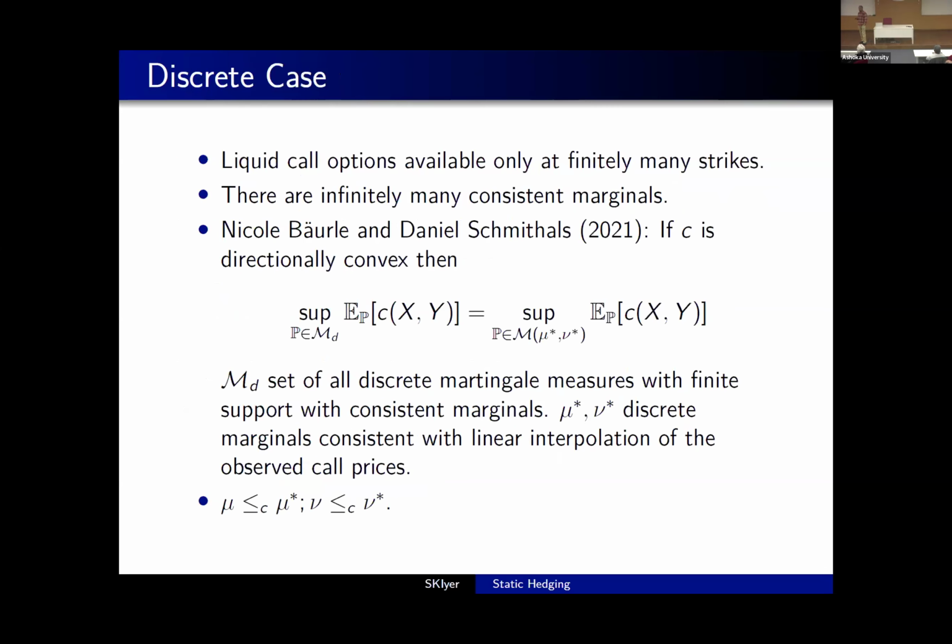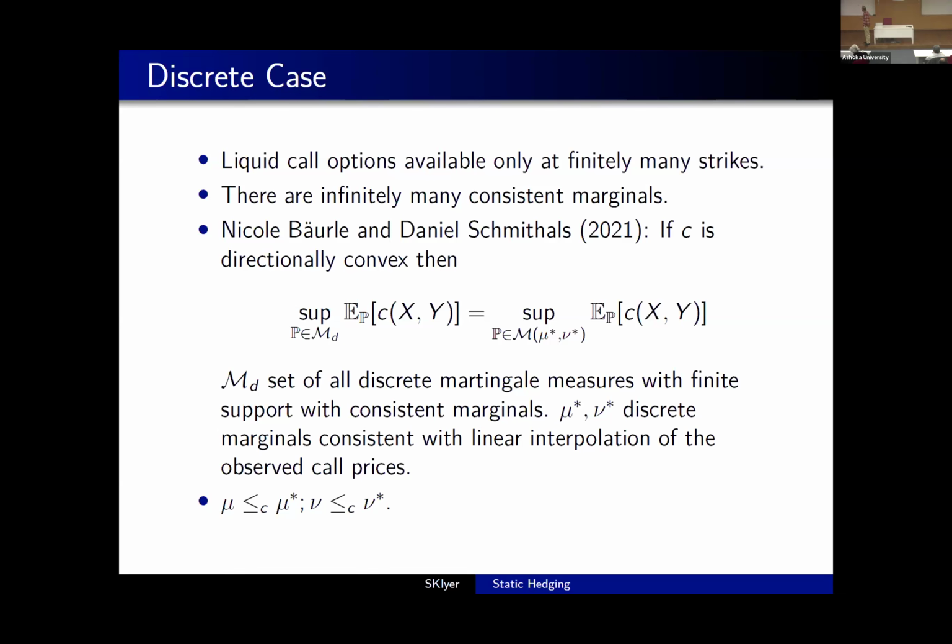Now, in the discrete case, what happens in practice is that liquid call options are available only at finitely many strikes. If you recall, the previous problem that we set up assumes that you have liquid call options of all strikes, which would uniquely determine the marginal distributions, the mu and the nu, right? But if you have only finitely many call options specified, then there are infinitely many marginal distributions that will be consistent with the observed call prices, right? So your problem translates into optimizing infinitely many martingale optimal transport problems, because even the marginal measures are not specified uniquely.